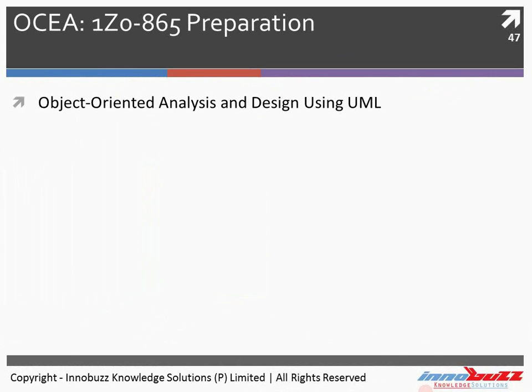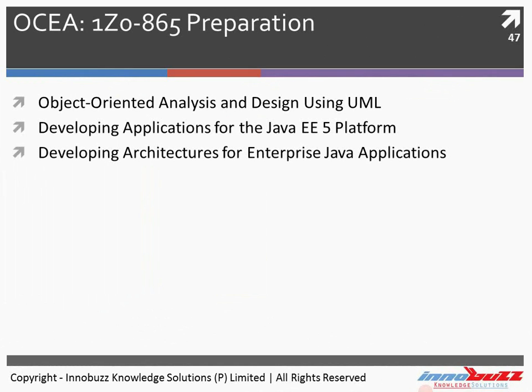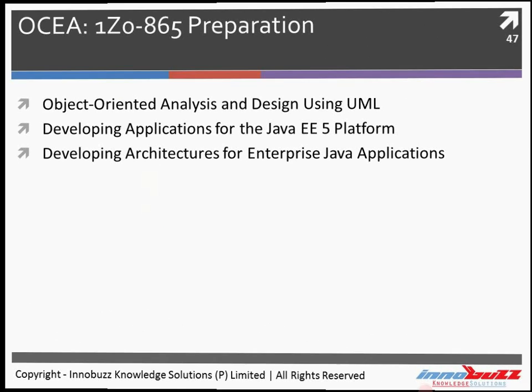So the preparation of the second step includes the preparation of the first step that we saw. Object-oriented analysis and design using UML. Developing applications for Java Enterprise Edition. Developing architectures for Enterprise Java applications.